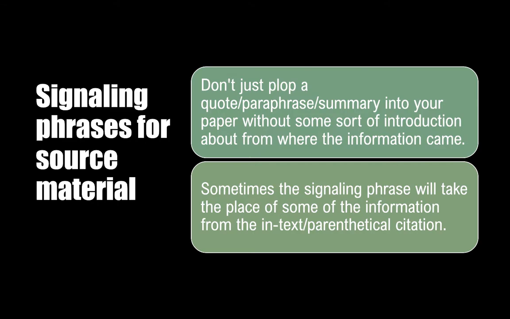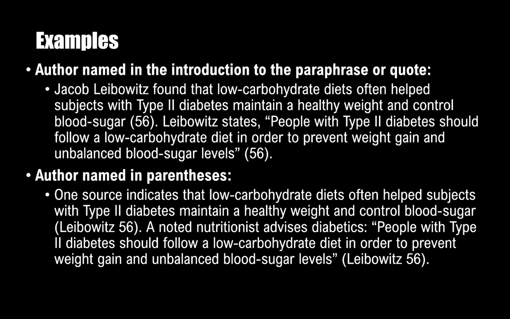Sometimes the signaling phrase will take the place of some of the information in the in-text or parenthetical citation, and we've got examples of that. If you use the author's name in the signaling phrase, you may not necessarily have to put it in the citation. Let's look at some examples.